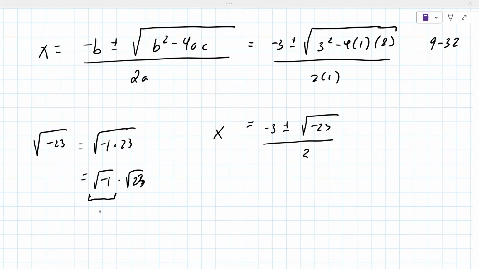Okay, so the square root of -1 is i. And the square root of 23. So this becomes -3 plus or minus i square root of 23. And then you're dividing each of these by 2. So that is your final answer. Okay. Got it?